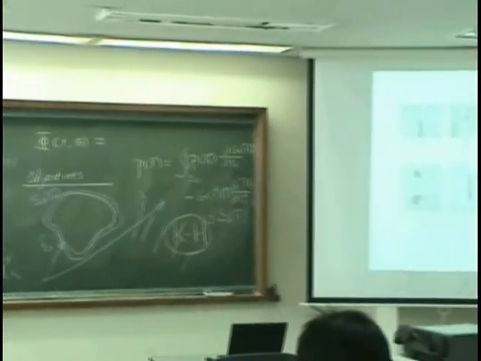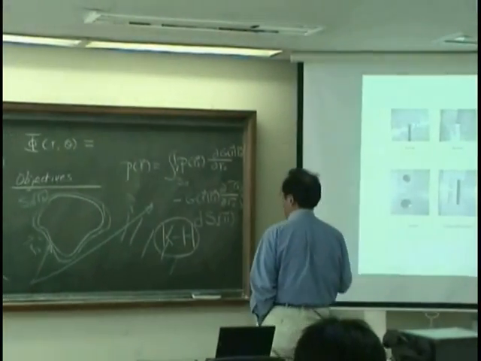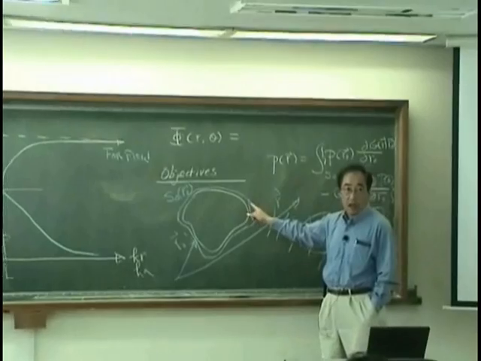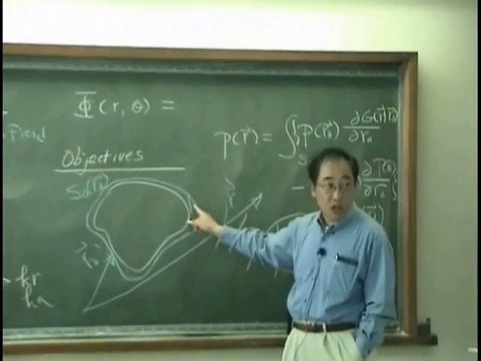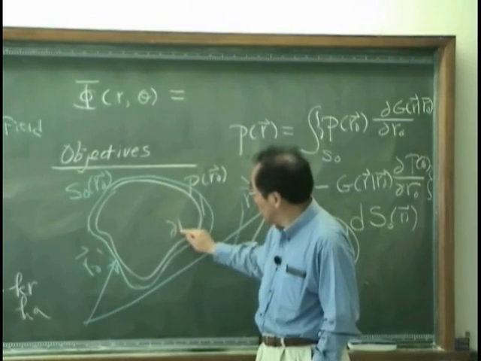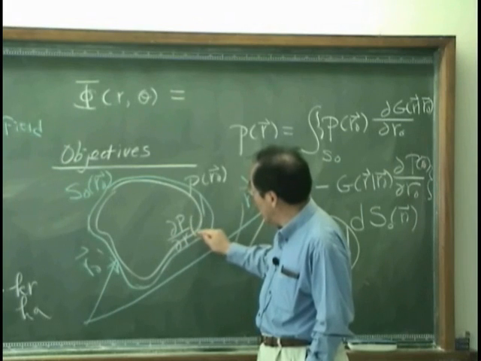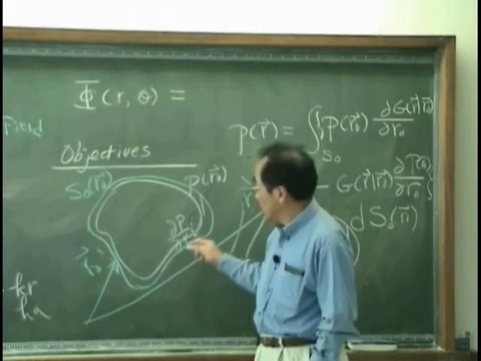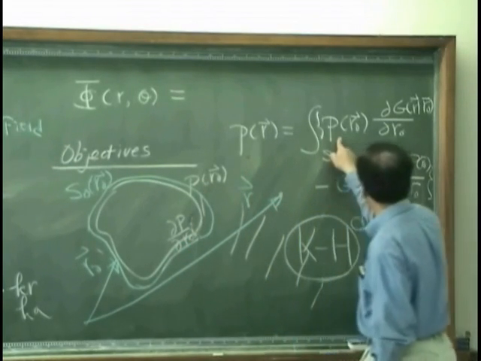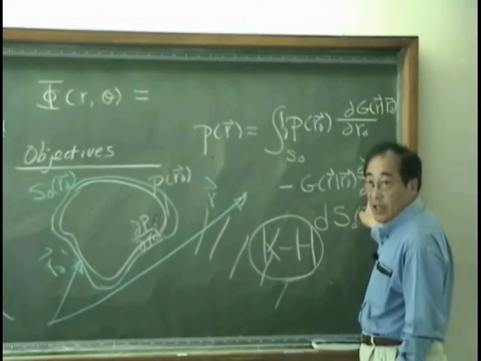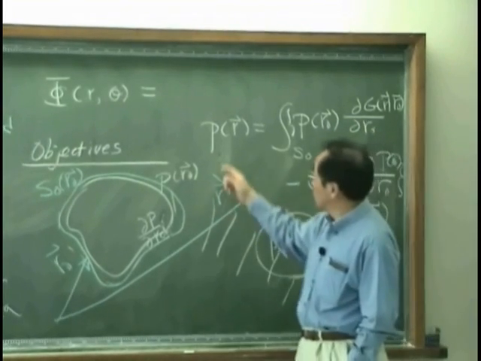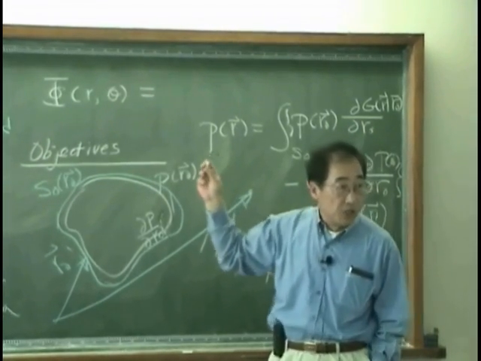You can speak Korean if you like. What's the meaning? The meaning is that if we know the pressure on this surface, that is p(r0), right? And if you know the velocity on the surface, that is dp/dr0, right? If you know this pressure and this velocity, and if you know this Green's function, then we can predict the pressure at any point.